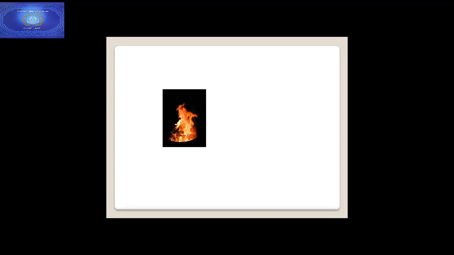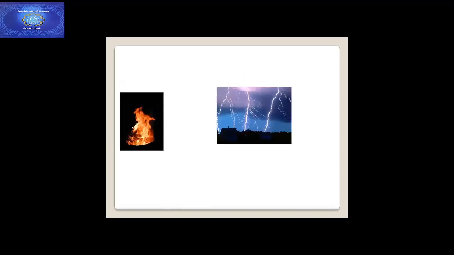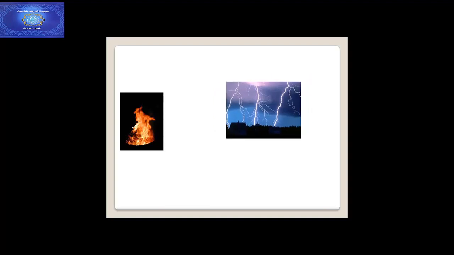Now we want to see the different sources of light. We have natural sources and artificial sources. Natural, we can find it in nature. Artificial, that means man-made. Fire. Fire is a natural source of light. What else? What do we have? Lightning. Lightning, natural source of light.